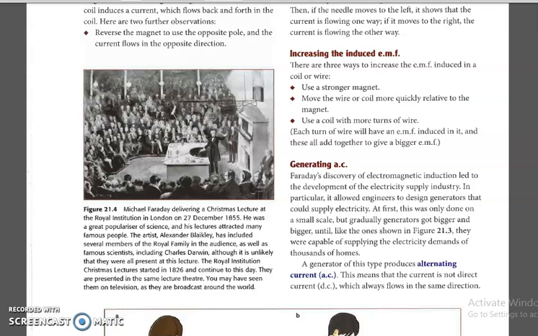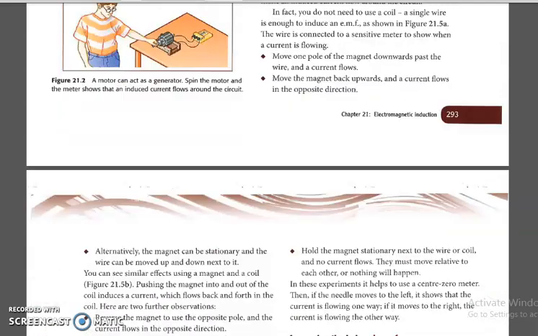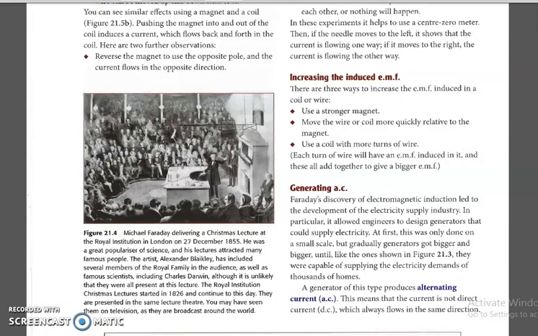Good morning, children. So yesterday we discussed what electromagnetic induction is. What is electromagnetic induction? The process of producing electricity through the motion of a magnet or any object. That process of generating electricity from motion is known as electromagnetic induction.